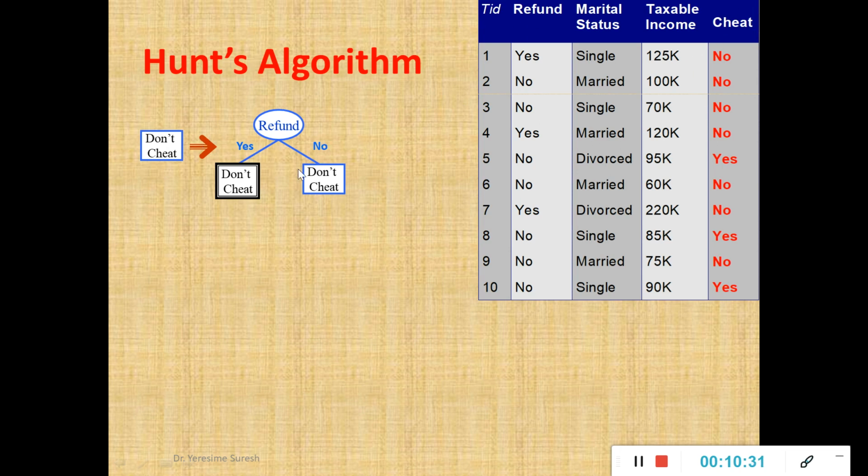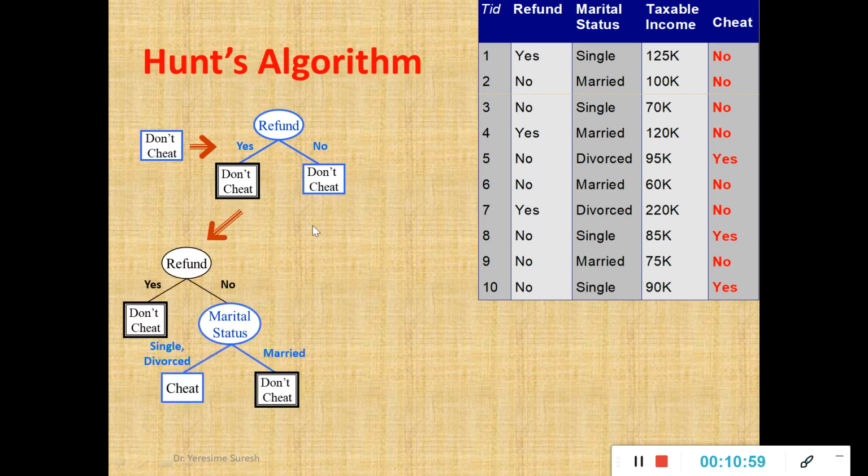So which is the first attribute? Refund. Refund is taking 2 values, yes or no. If you look at this data set, if refund is yes, he will not cheat. If refund is no, then obviously he is going to cheat. Fine, so there's a mistake here. I have written it as don't cheat, but it is actually cheat. So once he doesn't cheat, I am supposed to split it.